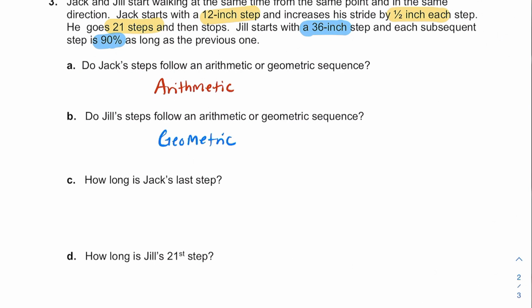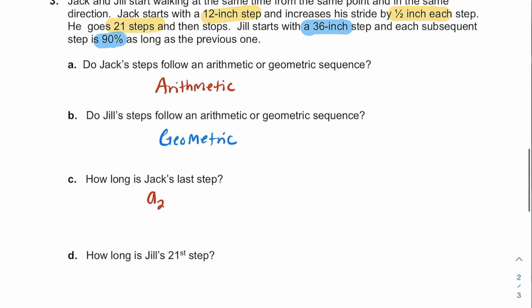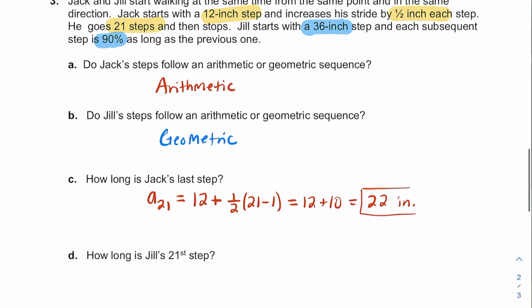So that's going to be for Jack, term A21. For an arithmetic sequence, we take the first term, which is 12, plus our common difference, so what we're adding each time, which in this case is 1/2, times n minus 1. So that's times 21 minus 1. 21 minus 1 is 20, and half of 20 is 10, so that means it's 12 plus 10, which is going to be 22 inches long. So his last step is 22 inches long.